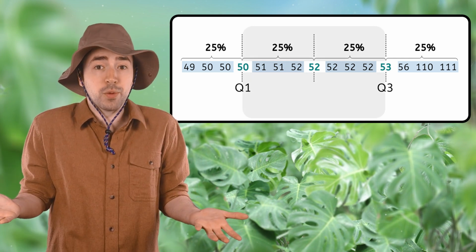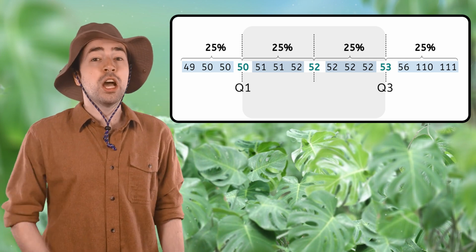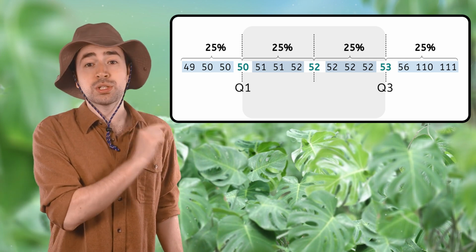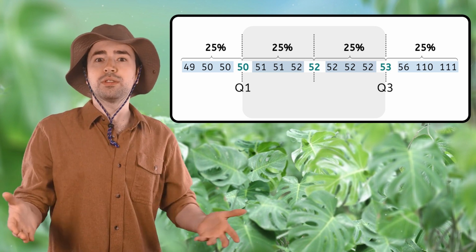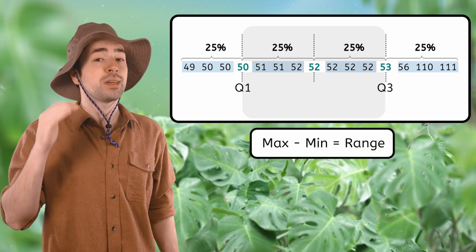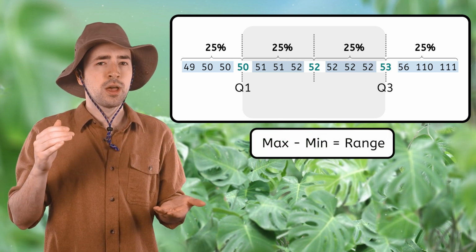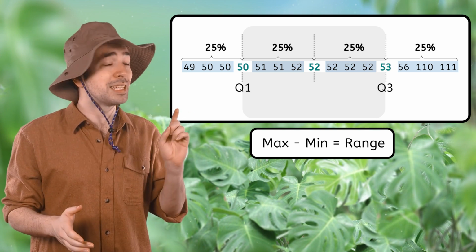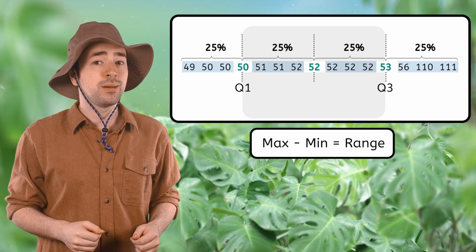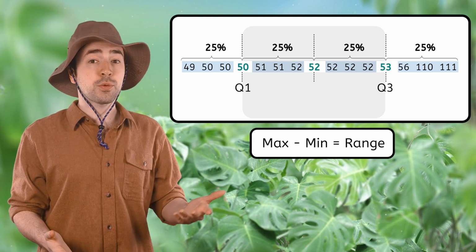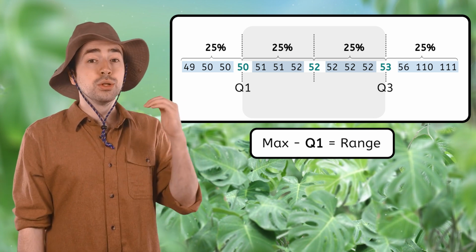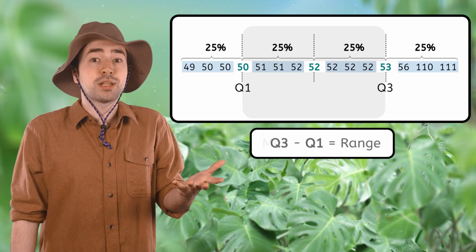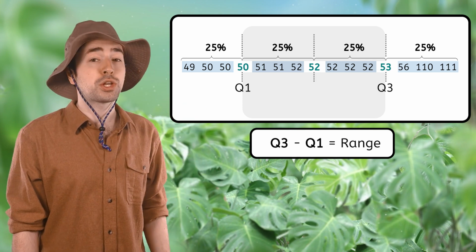Now we just need to find the range. How can we find the range of this middle 50% of the data? Just like for the range of a whole data set, we'll find the difference between the highest number and the lowest number. What's the highest and lowest number in this middle 50%? The highest number is 53, represented by the third quartile, or Q3, and the lowest number is 50, represented by our first quartile, or Q1.